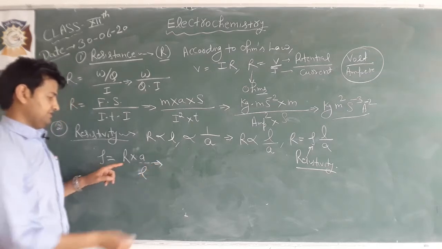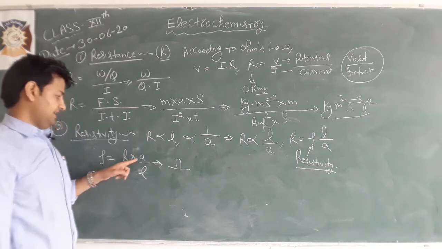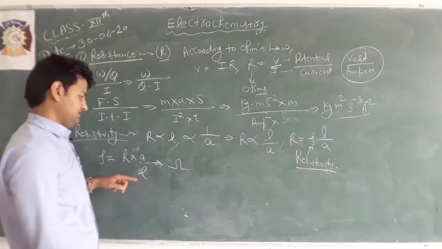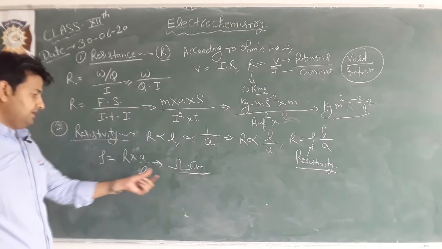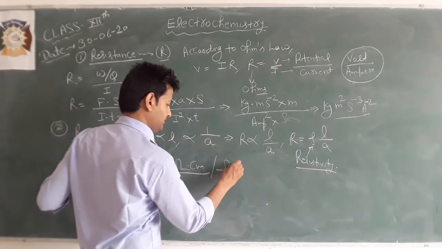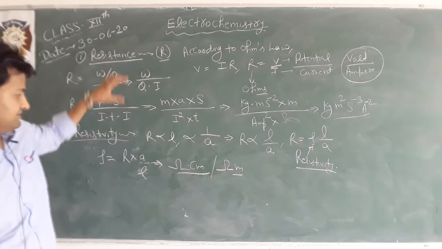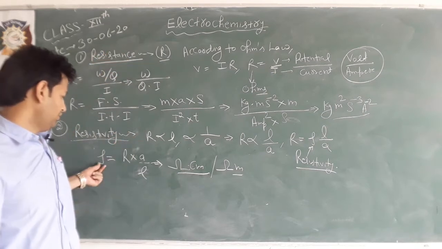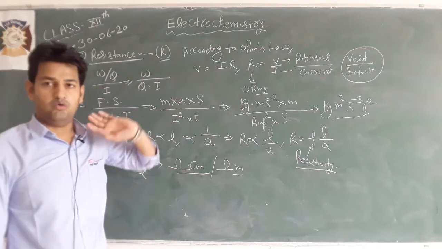Resistance is in ohm. This is the symbol for ohm. Area is centimeter square and length is centimeter. So ohm centimeter is the unit for resistivity. Yeah, we can say that it is ohm meter. These are the two terms, resistance and resistivity. Rho is resistivity in ohm centimeter and resistance is in ohm.